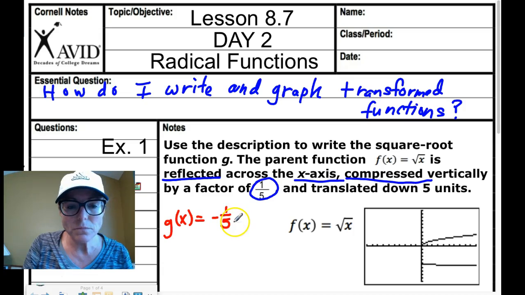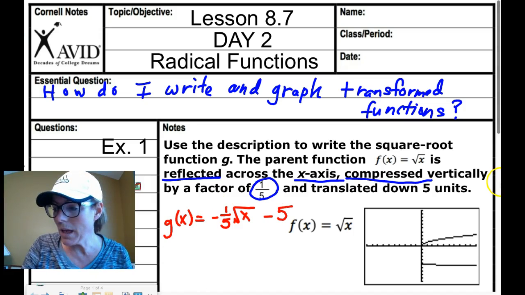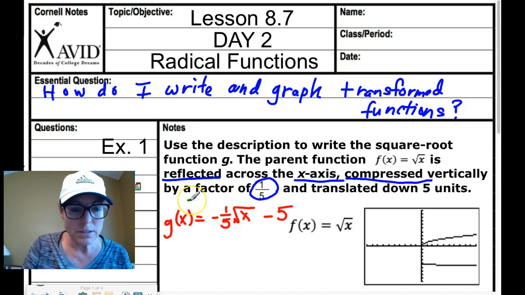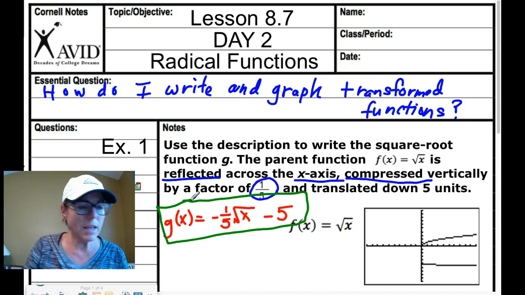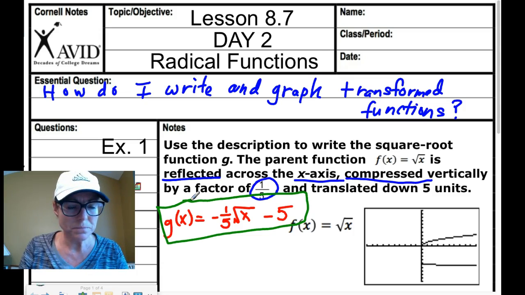Now, take that times square root of x. There's nothing else inside under the radical because it's not going right or left. It's only going down 5. So the 5 is out here. And voila, we're done. I think we're ready for the next one.